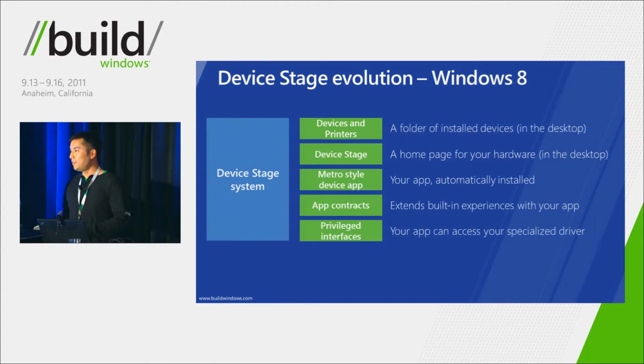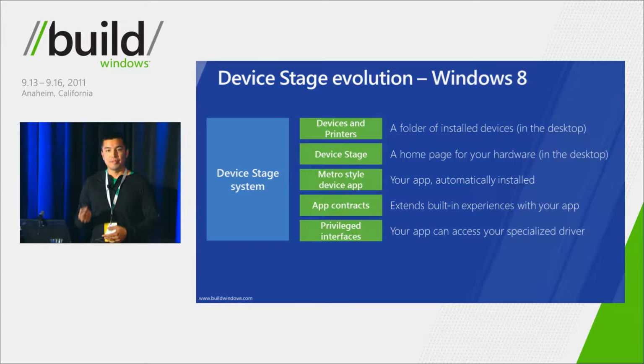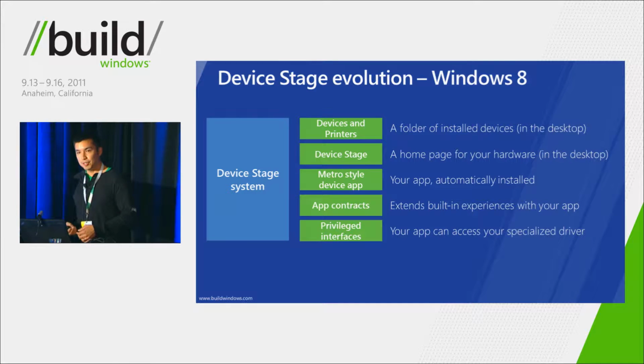In Windows 8, we've taken it further, and we use the same system to install a Metro-style device app that you specify. That application, in turn, can use app contracts to extend built-in experiences so that your app is exposed to more users in more places. And finally, for the devices that have specialized drivers, the device stage system allows you to specify privileged or restricted interfaces so that you have control over which apps can talk to your device.